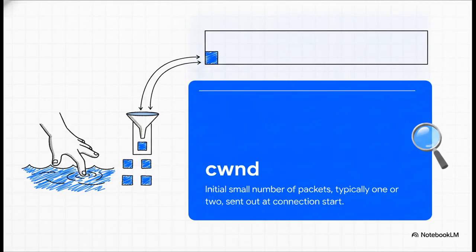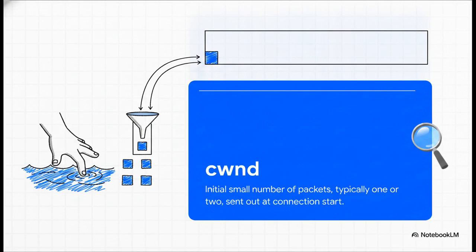To wrap our heads around how this actually works, we've got to define our terms, starting with a very important acronym, CWND. This stands for the congestion window. Think of this CWND as the absolute hard limit on how much data the sender is allowed to put onto the network at any given moment.